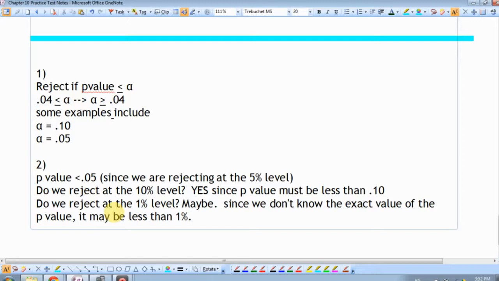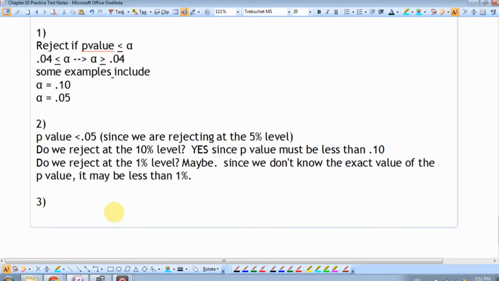And then HA, what does that stand for again? Alternative hypothesis. This is like one of those where the answer was actually maybe. We just don't know what the actual value is, but we can't categorically reject.